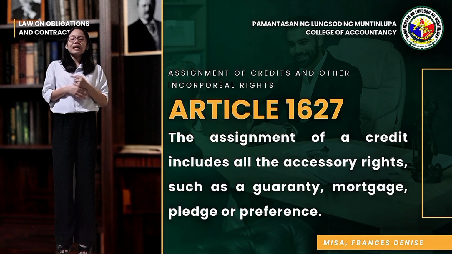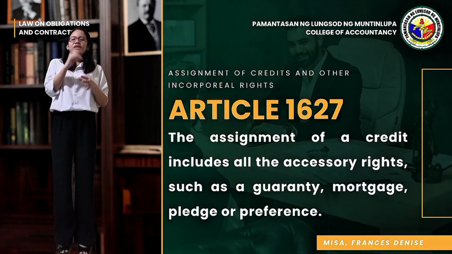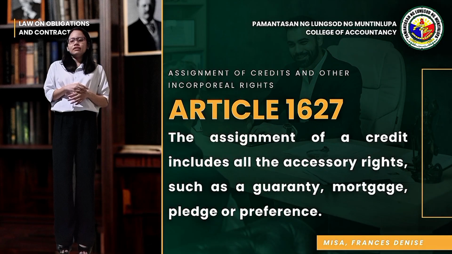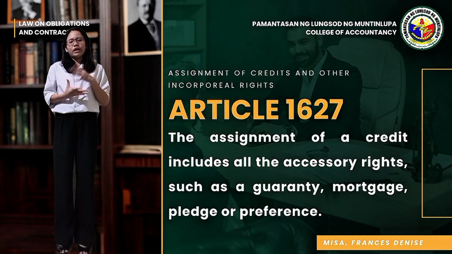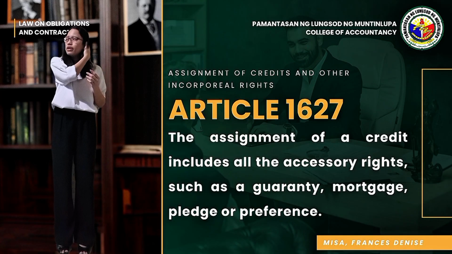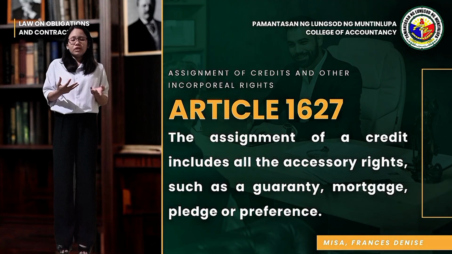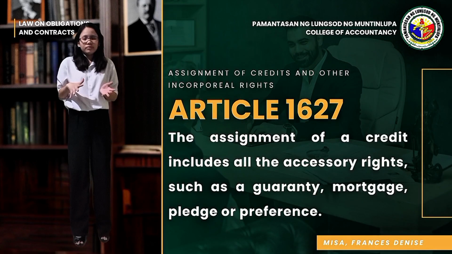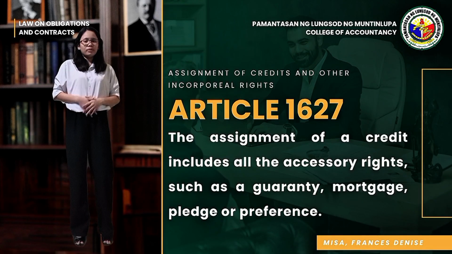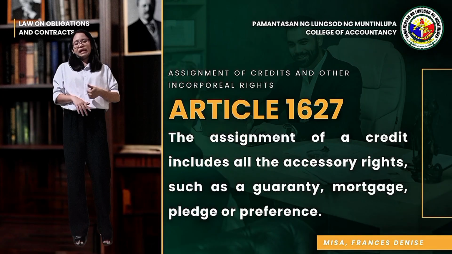So the next one, 1627, it provides: The assignment of credit includes all the accessory rights such as the guarantee, mortgage, pledge, or preference. Since assignment of credit is transferring of rights, they are not just transferring the debt itself, they are also transferring all related rights that come with it. For example, if the debt is secured by a mortgage, the mortgage is also included in the assignment.